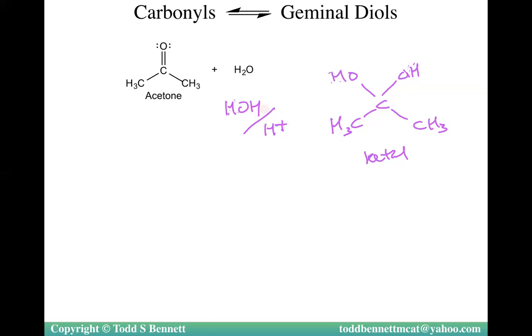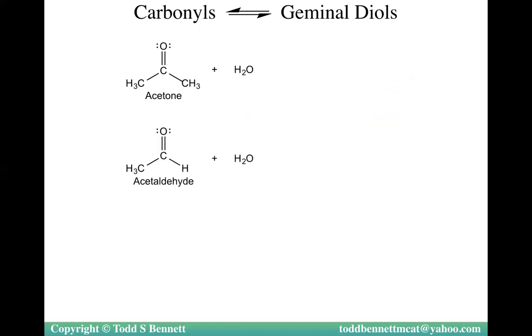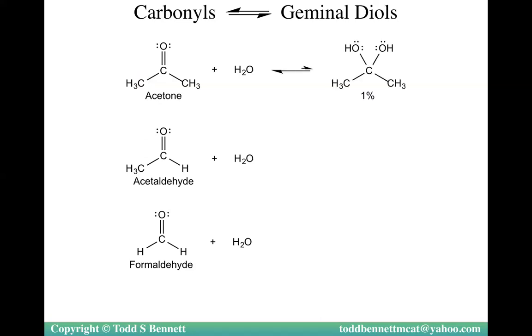So the question is, how much will that equilibrium shift? Not the mechanism yet. We'll definitely do the mechanism, but we're interested in how much will happen. So if I have acetone with two R groups, acetaldehyde with an R group and an H, and then formaldehyde, just two H's. So a simple comparison. So two R groups on the carbonyl, one R group and one H on the carbonyl, and two H's on the carbonyl. If you have R groups, the formation of a diol is relatively unfavorable. You're going to get 1% or less as the R groups get bigger and bigger.